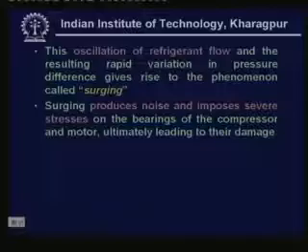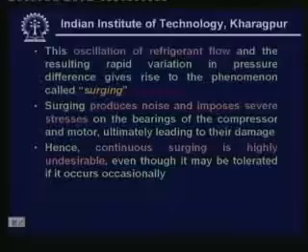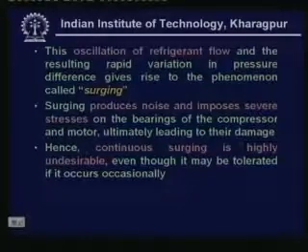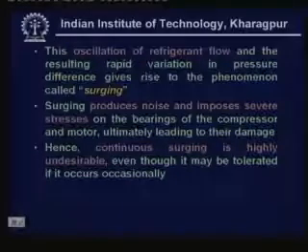Because of surging, there is an oscillation of refrigerant flow from evaporator to condenser and then condenser to evaporator. So there is a rapid oscillation and a rapid variation of pressures. Due to these rapid changes, very objectionable noise is produced. That is not the only effect. Since the pressure variation is very rapid, there will be severe stresses on the bearings of the motor and the compressor. Ultimately, if nothing is done, the motor and compressor get damaged. So this is a very important problem which has to be taken care of in actual systems. Continuous surging is highly undesirable, even though it may be tolerated if it occurs occasionally.